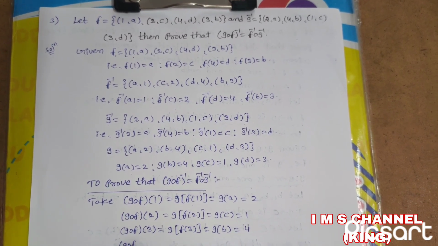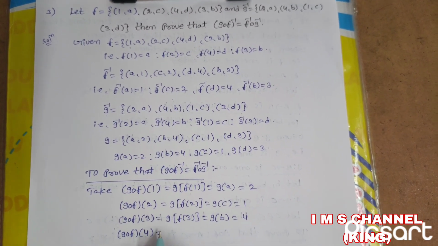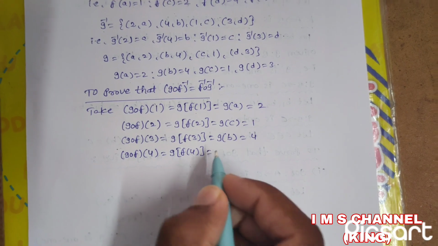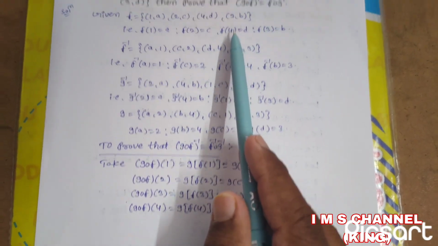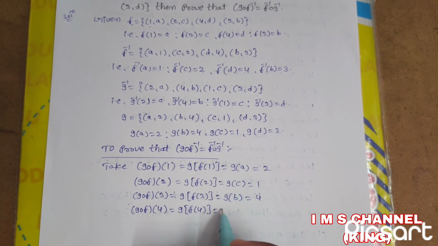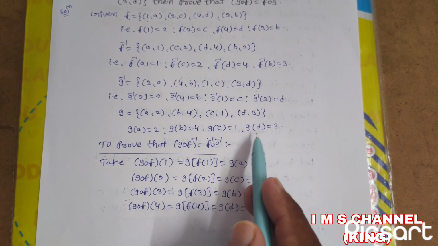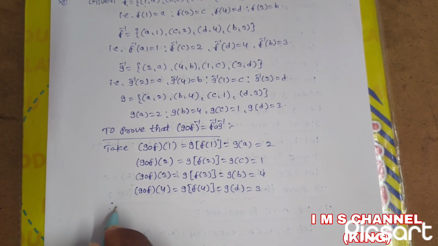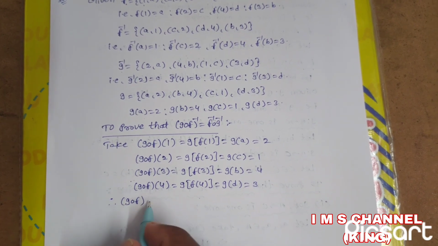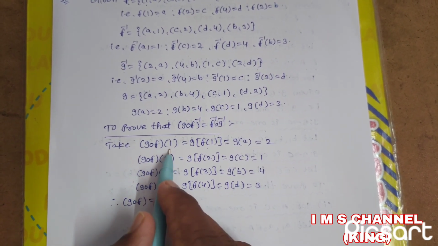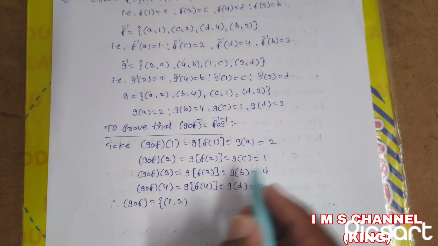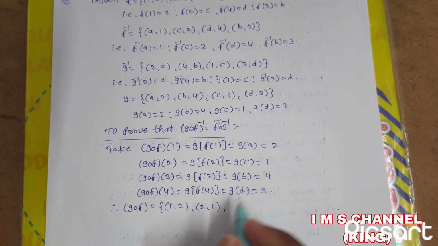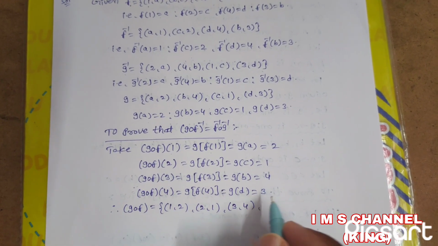Next calculate the value G circle F of 4, which can be written as G of F of 4. Here F of 4 value is D, so here G of D. G of D value is 3. So G circle F is equal to the set of the elements (1, 2), (2, 1), (3, 4), (4, 3).